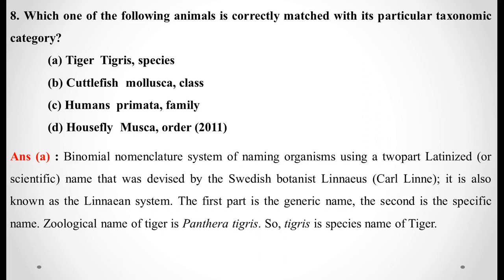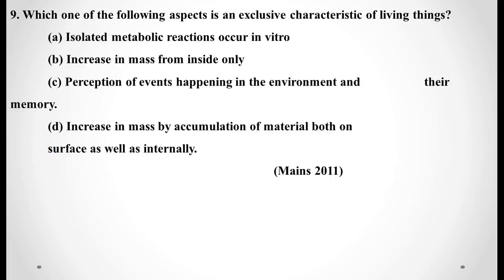So let's move to the next question. The ninth question is: which one of the following aspects is an exclusive characteristic of living things? Isolated metabolic reactions occurring in vitro; increase in mass from inside only; perception of events happening in the environment and their memory; or increase in mass by accumulation of material both on the surface as well as internally.